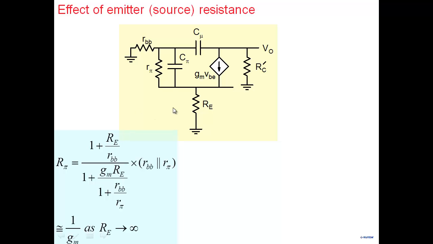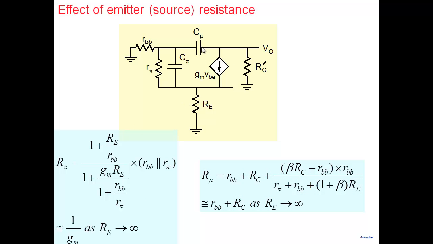But the important point is the following: if I make Re large, the resistance seen by C pi is 1 over Gm. 1 over Gm. Resistance seen by C pi here. 1 over Gm, what do you know about 1 over Gm? It's a very low resistance. Okay, so C pi is a very large capacitance. C pi is one of the dominant capacitances here. When you put a very large Re, then C pi sees effectively 1 over Gm, a very low resistance.